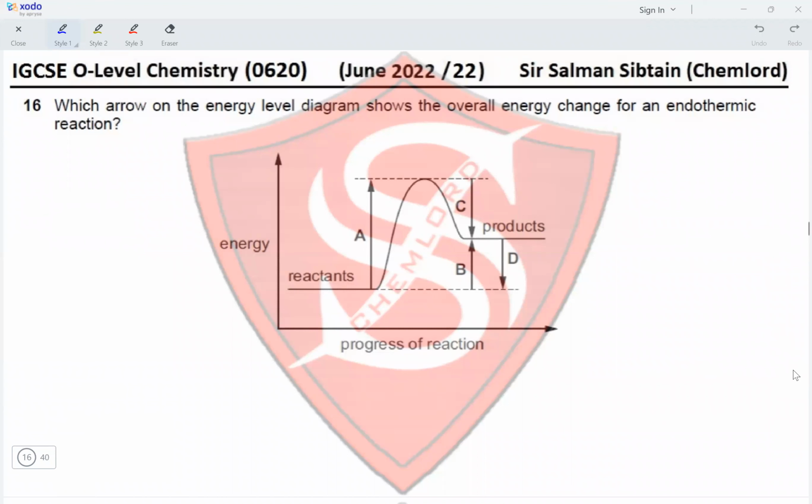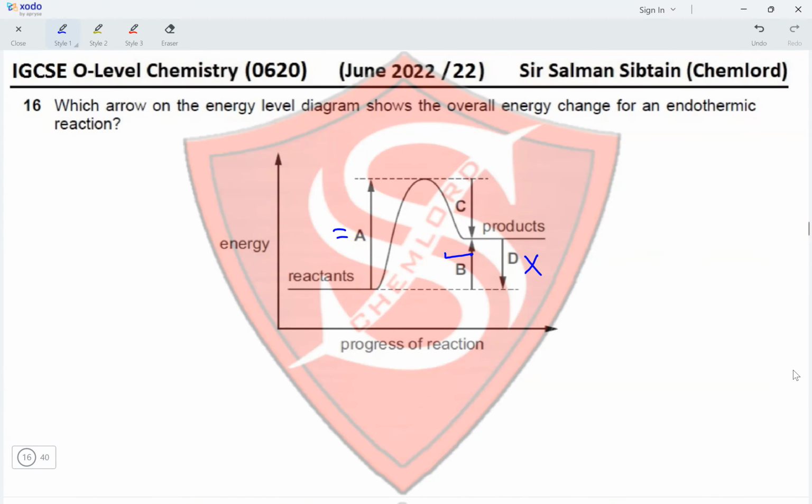Question 16. Which arrow on the energy level diagram shows the overall energy change for an endothermic reaction? Overall energy change is represented by delta H, and delta H is the difference between the energies of the reactants and the energies of the products. Since the energy of the product is at a greater value than the energy of the reactant, the arrow should be pointing upwards and not downwards. So this makes arrow D incorrect and arrow B correct.